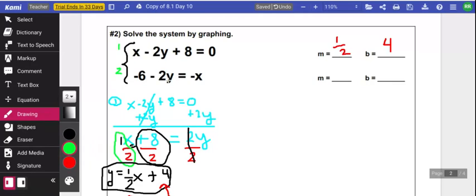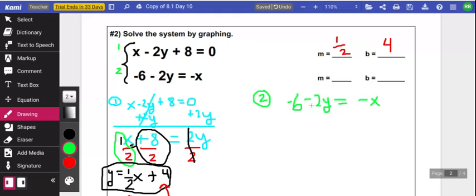So it's not in slope-intercept form either. So I'm going to write it over here, put a little 2 and circle it. And I'm going to copy this equation down so that I can put it in slope-intercept form. Okay, so be sure you copy it correctly. Let's solve for y.